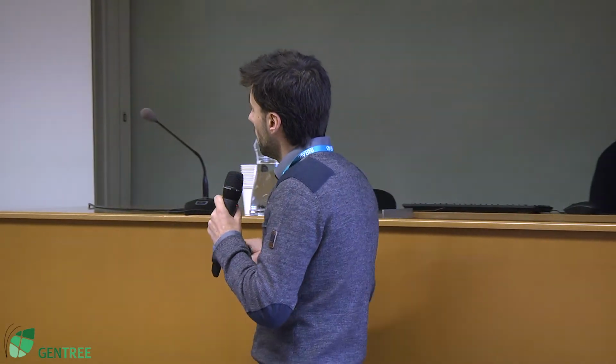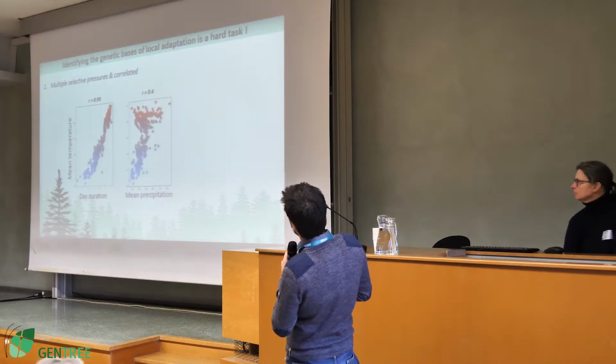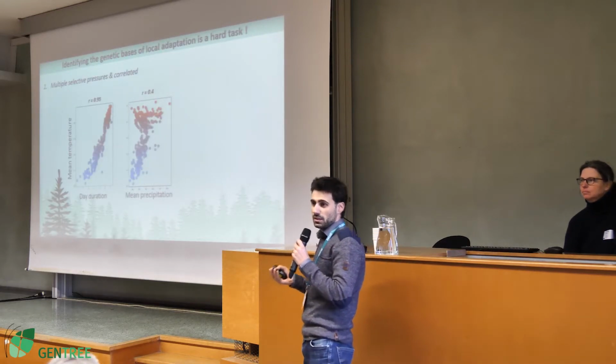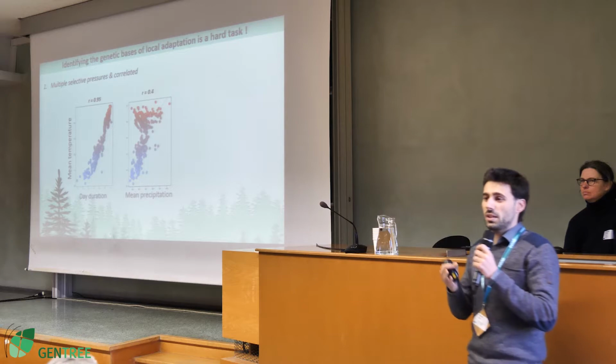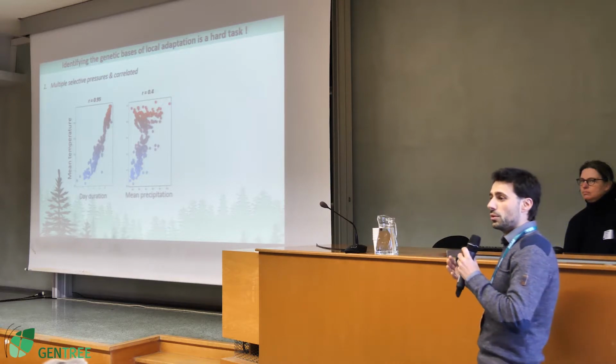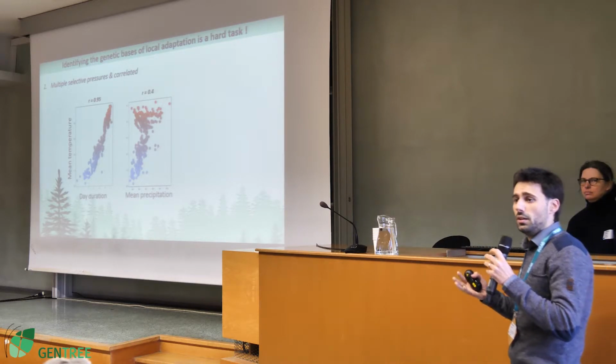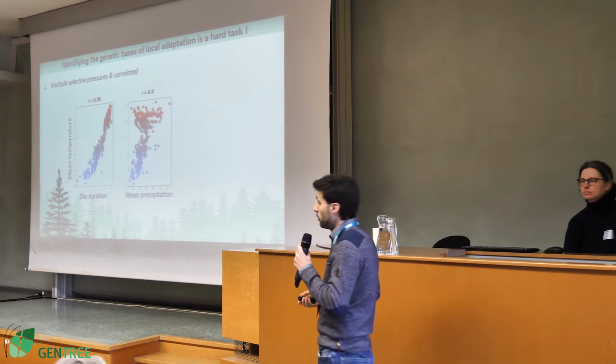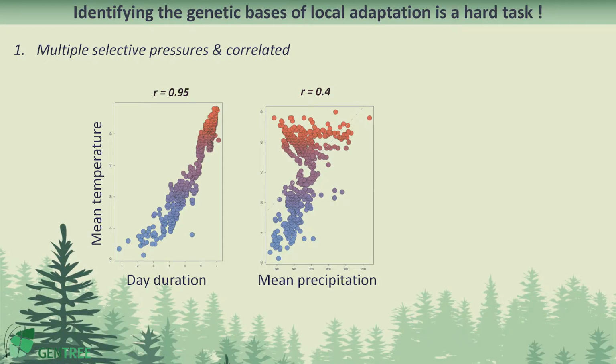However, as we are going to see, it's not easy to determine the genetic basis of these traits and to infer the role of local adaptation in their determinism, in their variation. First, the selective pressures are often multiple and correlated because adaptation takes place along environmental gradients.